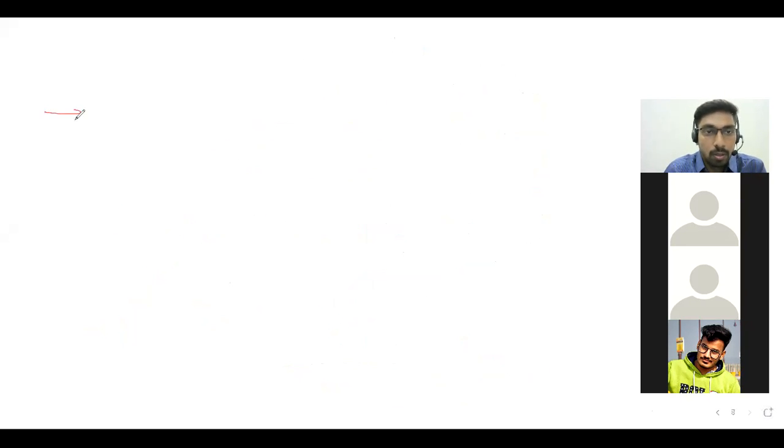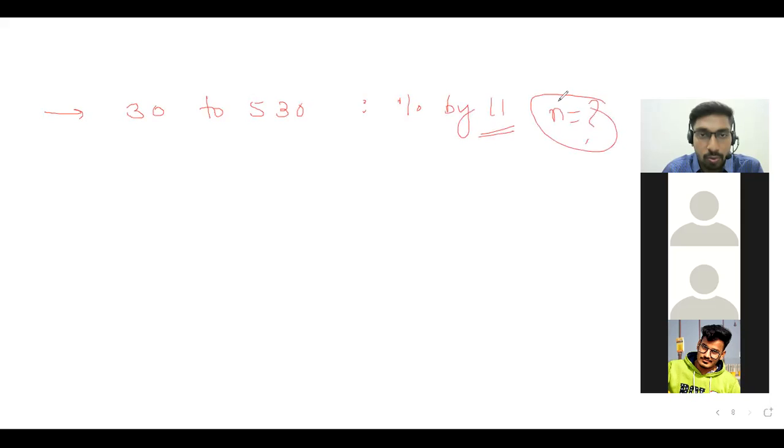Okay. This kind of question UPSC will ask. Divisible by 11, how many numbers? N equals what? Basically, this is your question. So what you have to do: first, you have to proceed from this side and this side both, and just calculate. Just 1 minute.